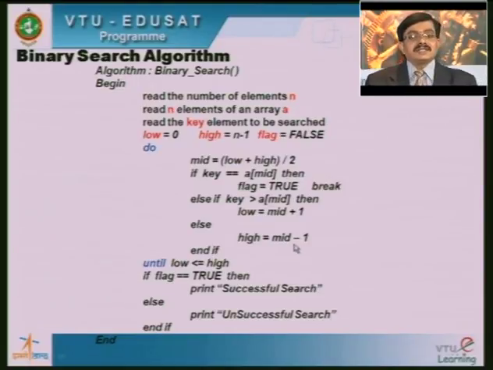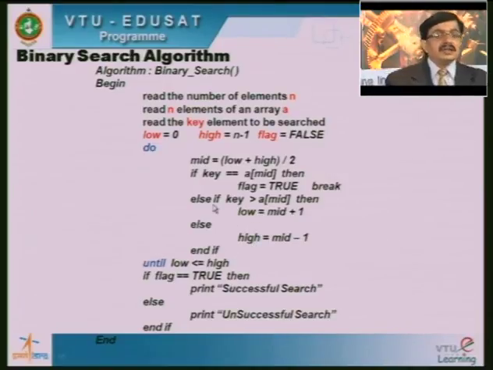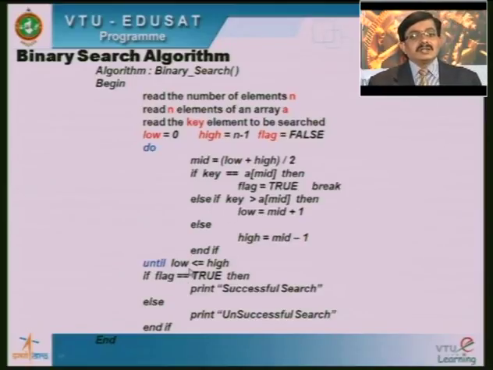So when key is greater than a of mid, low is equal to mid plus 1. Else, obviously the key has to be lesser than a of mid, so high is equal to mid minus 1. This we keep repeating until low is less than or equal to high. Once you come out of the loop, flag equal to true means we say successful search, otherwise we say unsuccessful search.